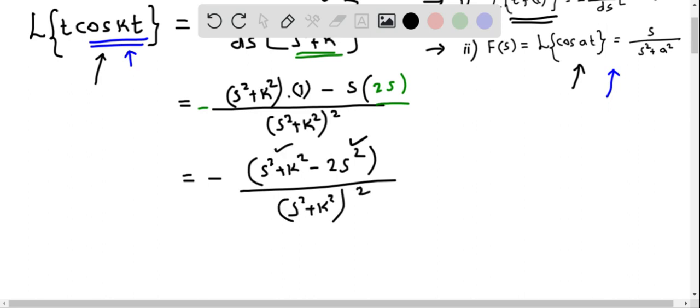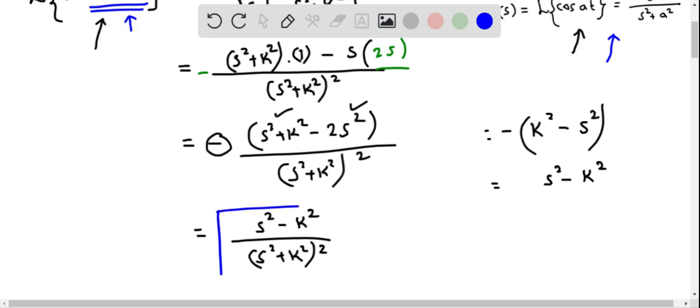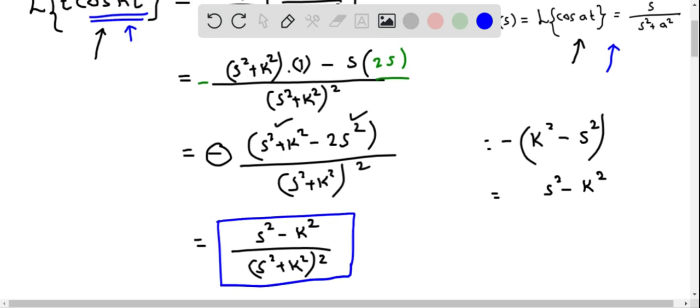s squared minus 2s squared is negative s squared. So in the numerator, we have k squared minus s squared, and we multiply this expression with the negative. It's basically a -1, so we have to flip the signs of the terms inside the brackets. Therefore, this becomes s squared minus k squared. In the next step, we can write this in simple form as s squared minus k squared over s squared plus k squared quantity squared. So this is the Laplace transform of the expression t times cos of kt.